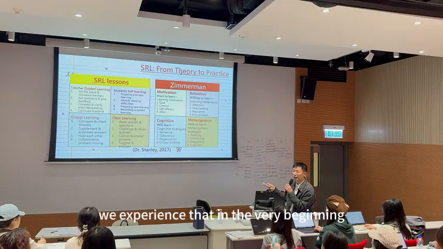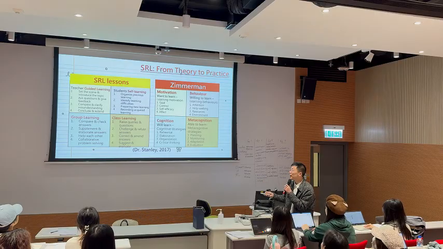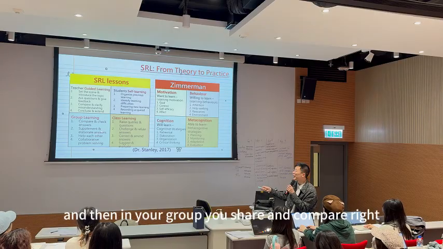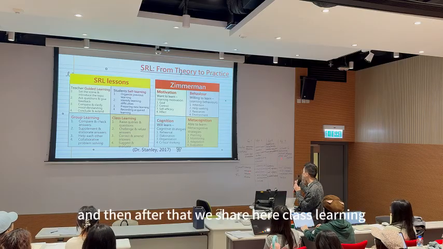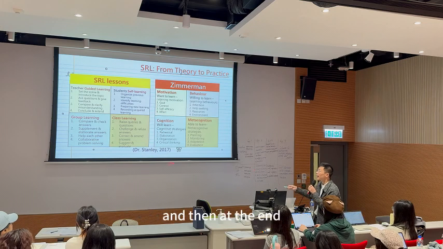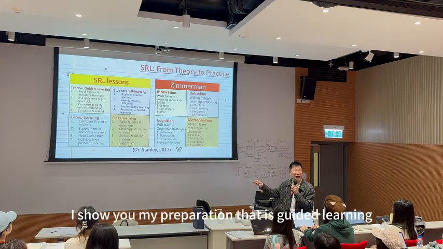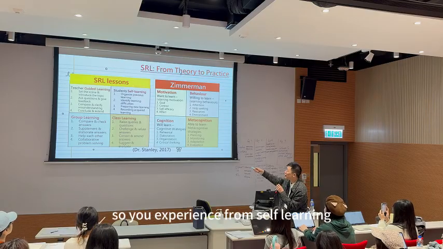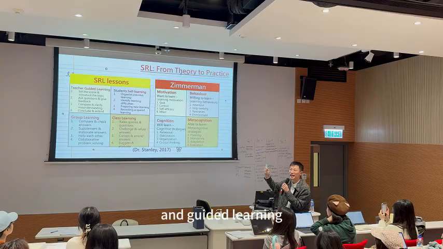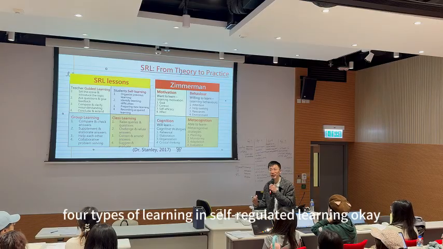In the very beginning, I asked you to do some individual journaling. That is your self-learning. And then in your group, you share and compare, right? And then after that, we share here, class learning. And then at the end, I show you my preparation. That is guided learning. My explanation is guided learning. So you experience self-learning, group learning, class learning, and guided learning. 4 types of learning in self-regulated learning.